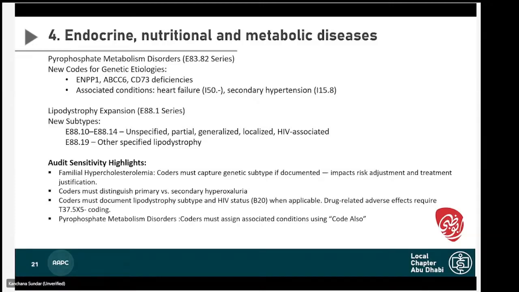And for pyrophosphate metabolism disorder, we have to ensure that the associated conditions are coded. They have not specified the sequence. It is a code also instruction. So please decide according to the documentation protocol what is the correct primary to be listed in your document, according to the way the patient was admitted, what the focus of treatment is, and what the physician is considering. All this has to be taken into consideration before sequencing the pyrophosphate metabolism disorder and the associated condition, because there is a code also instruction.